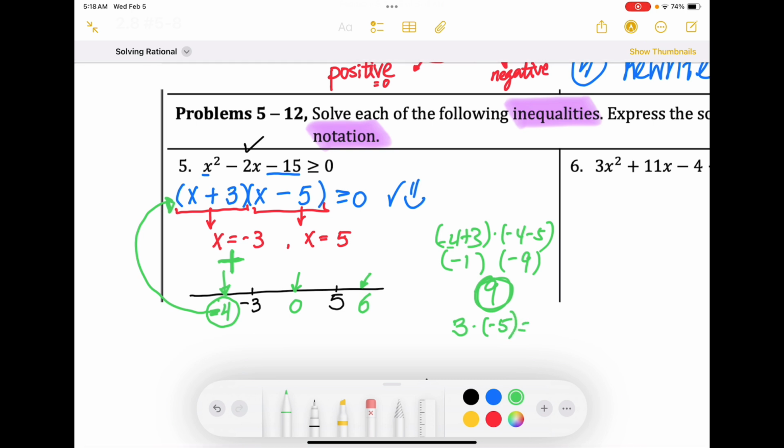So what happens if I choose 0? 0 plus 3 is 3, 0 minus 5 is -5, and 3 times -5 is -15. What does it tell me? I will have a negative answer right here.